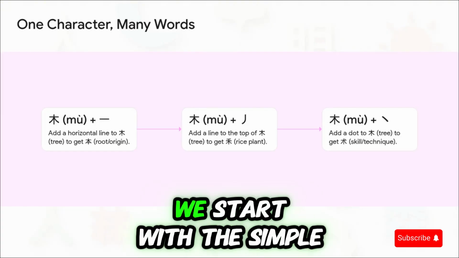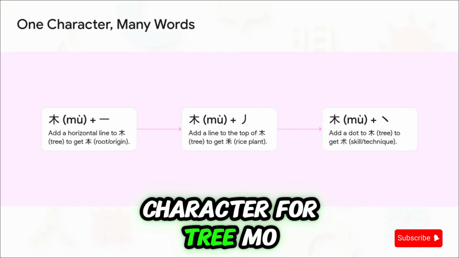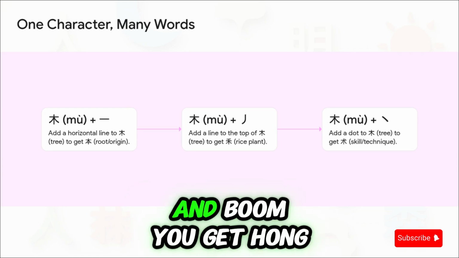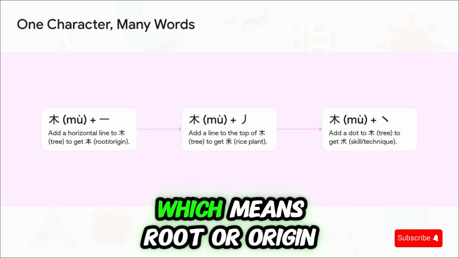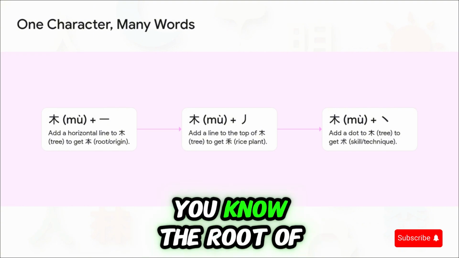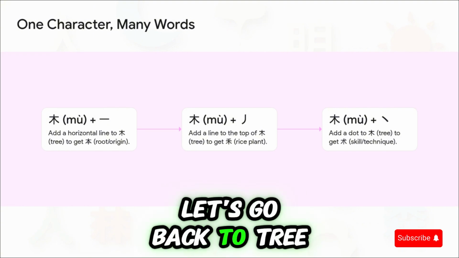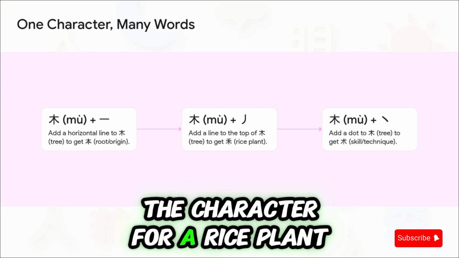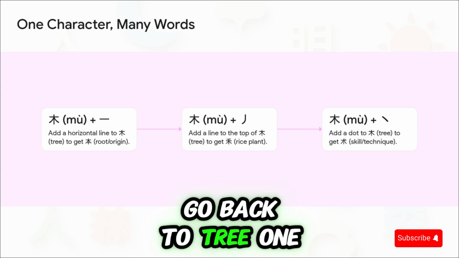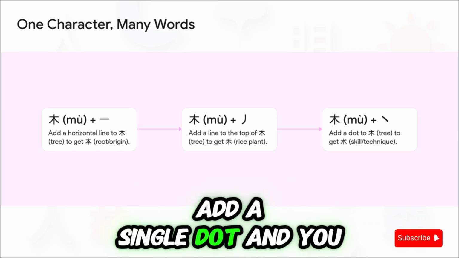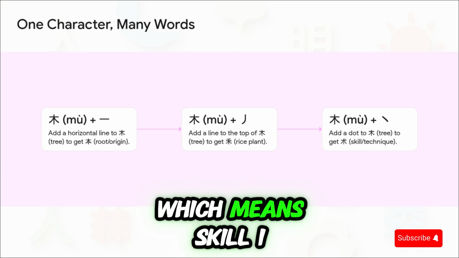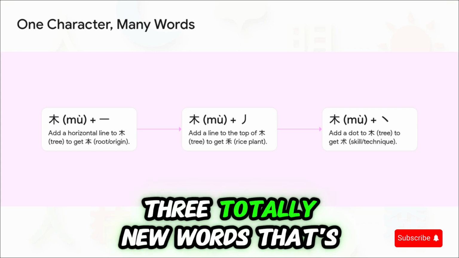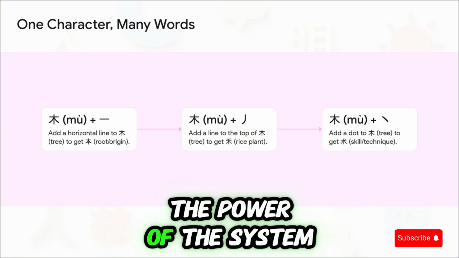Okay, watch this. We start with the simple character for tree, mo. Now, just add one single line at the bottom, and boom, you get hong, which means root or origin, the root of the tree. Let's go back to tree. Add a little flick at the top, and now you have hua, the character for a rice plant. Go back to tree one last time, add a single dot, and you get shu, which means skill. One character, 3 tiny changes, 3 totally new words. That's the power of the system.